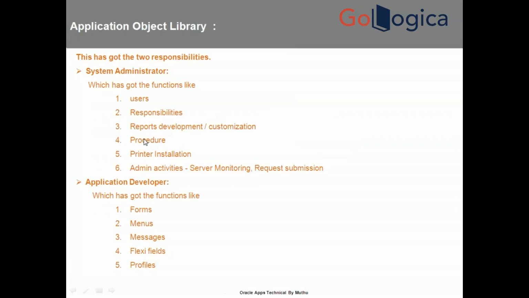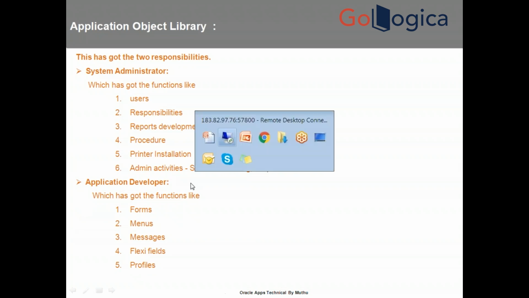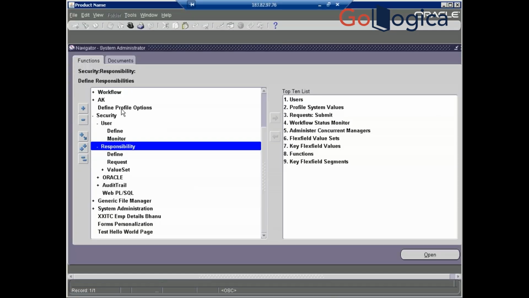Users, responsibilities, reports development and customizations. Report development and customizations means, suppose I want to add my report concurrent program, how can I add it? Through a request group, right? That is the reason they mentioned that. Procedures and printer installations, admin activities. Admin activities are used at the system administrator level only.